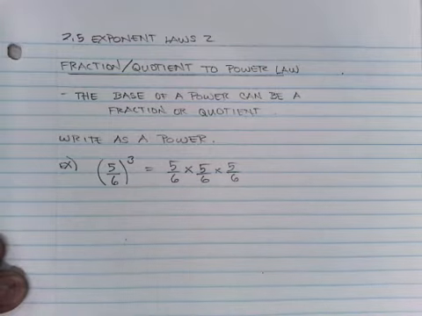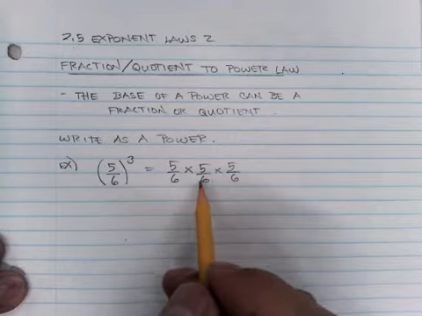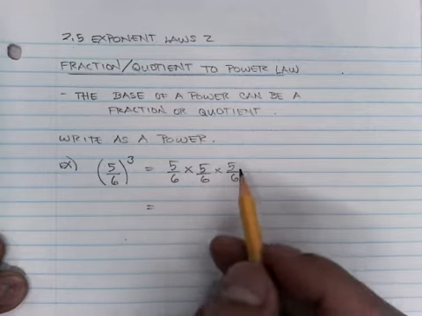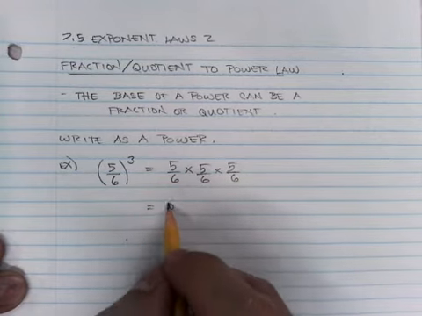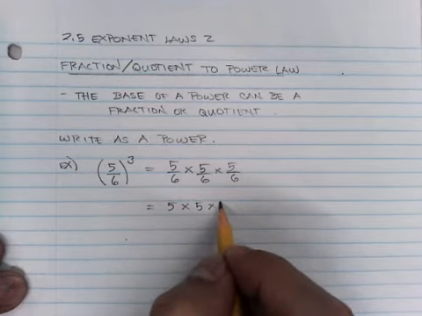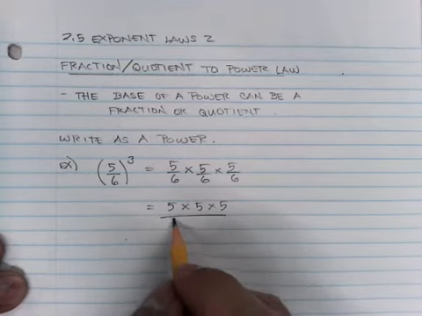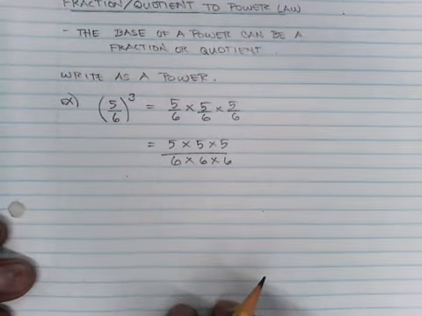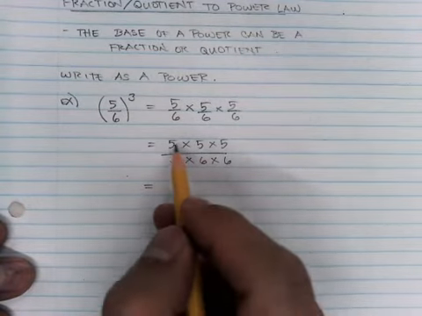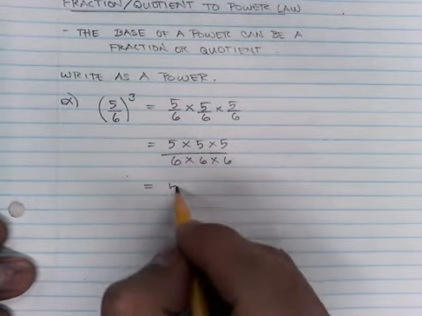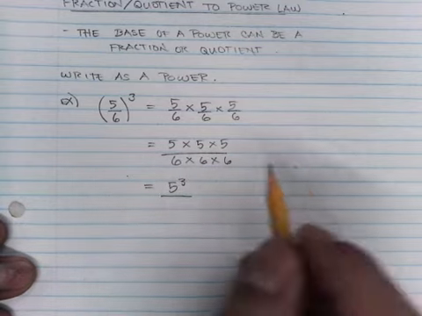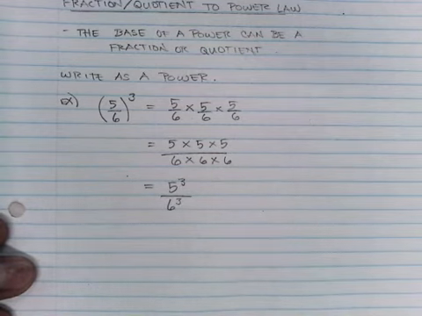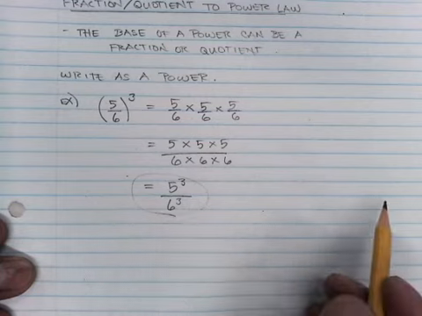Now I want to rewrite this back as a power. This actually looks like you're just multiplying fractions, right? Well, when multiplying fractions, you multiply the numerators and then you multiply the denominators. That's what multiplying fractions is about. So now I'm going to rewrite this as a power. This is 5 times 5 times 5, which gives us 5 to the 3. This is 6 times 6 times 6, so that'll give us 6 to the 3. And this is how you write it as a power.